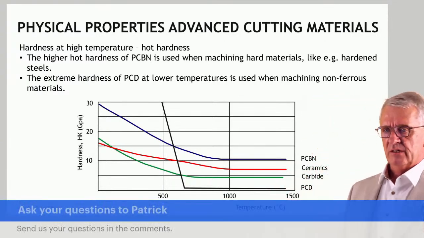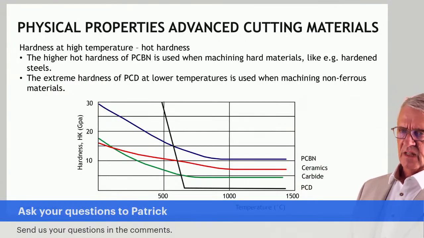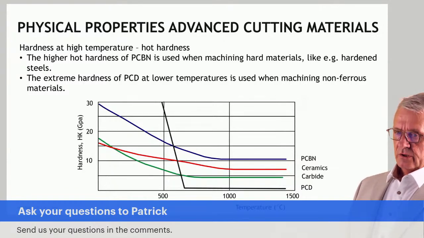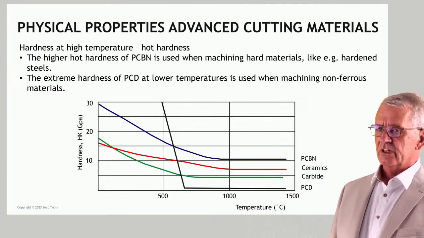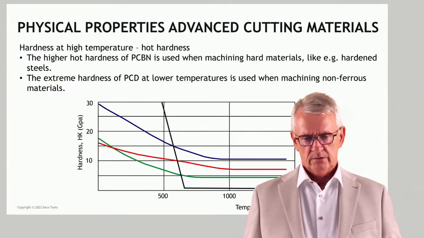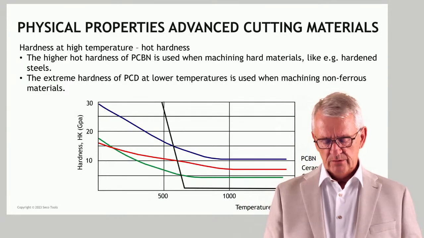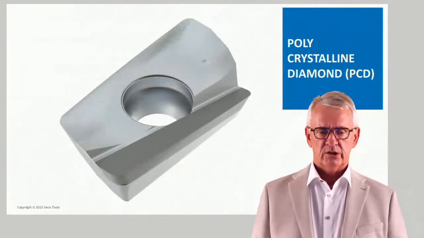You see the black line, a very specific line for diamond. I'm going to come back to that in a couple of minutes. Diamond is extremely hard, but I talk about industrial diamond here. It is extremely hard, but at certain temperatures, somewhere around 600-700 degrees Celsius, it loses its hardness completely. And that's something we have to be aware of when we use it as a cutting material.